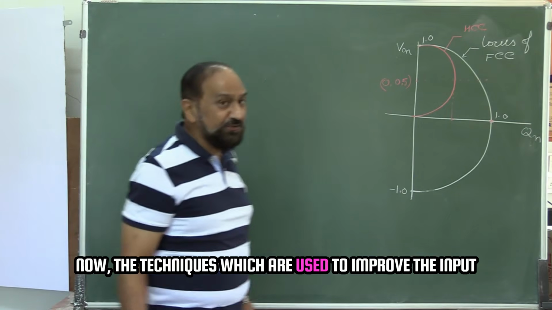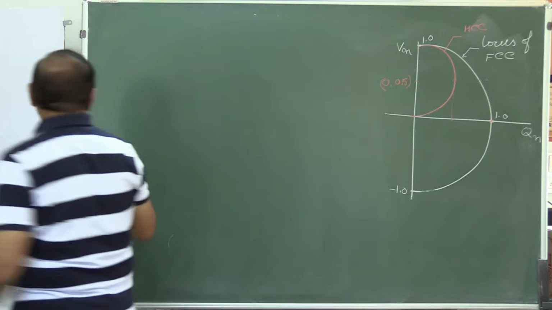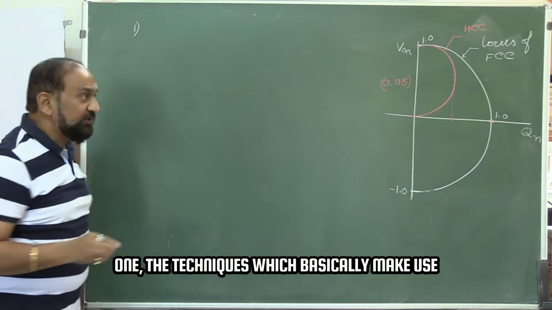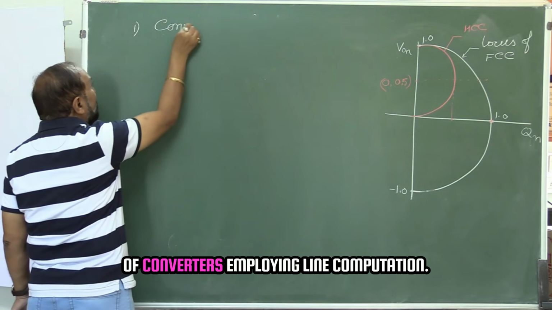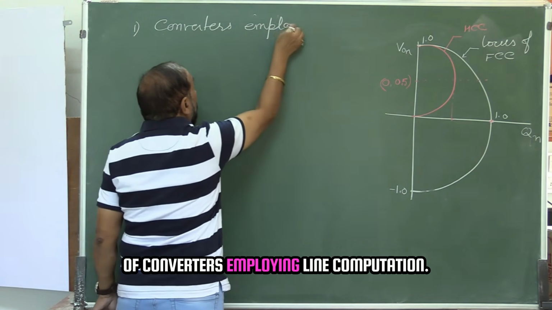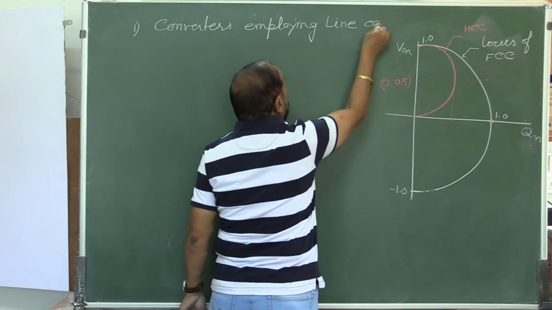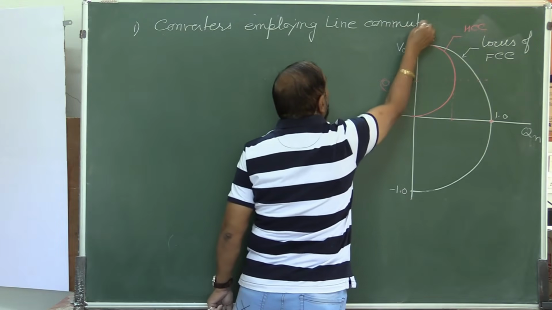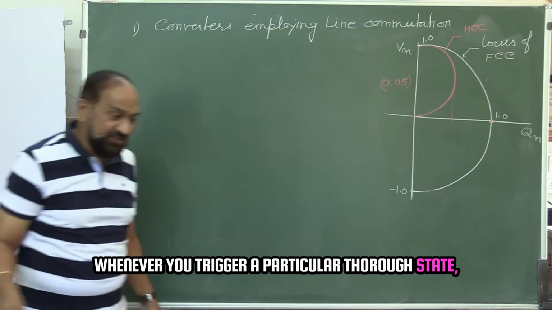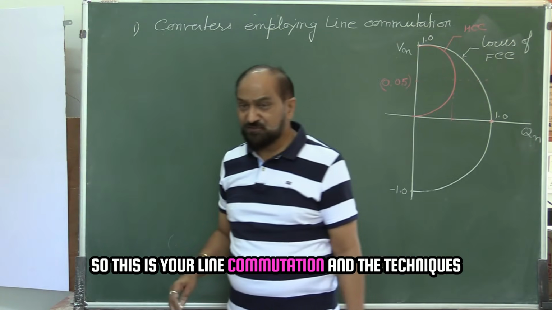Now the techniques which are used to improve the input power factor can be put in two categories. One, the techniques which basically make use of converters employing line commutation. Whenever you trigger a particular thyristor, it commutates the outgoing thyristor. So this is your line commutation.